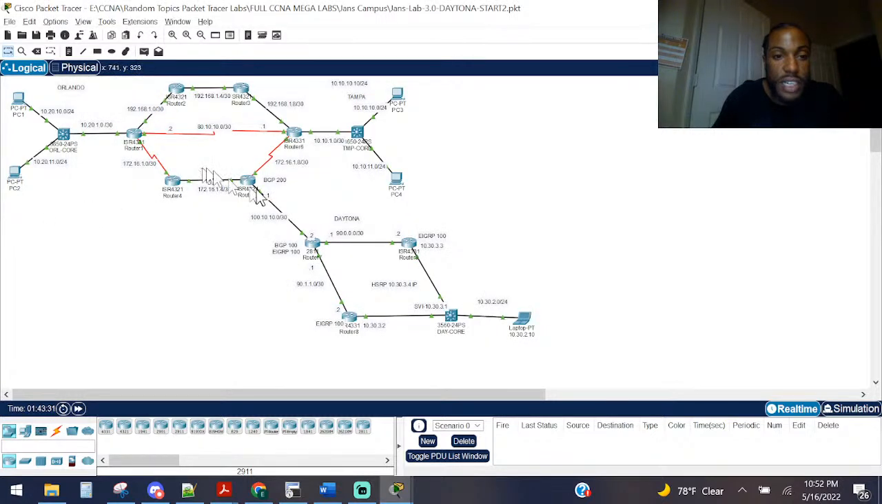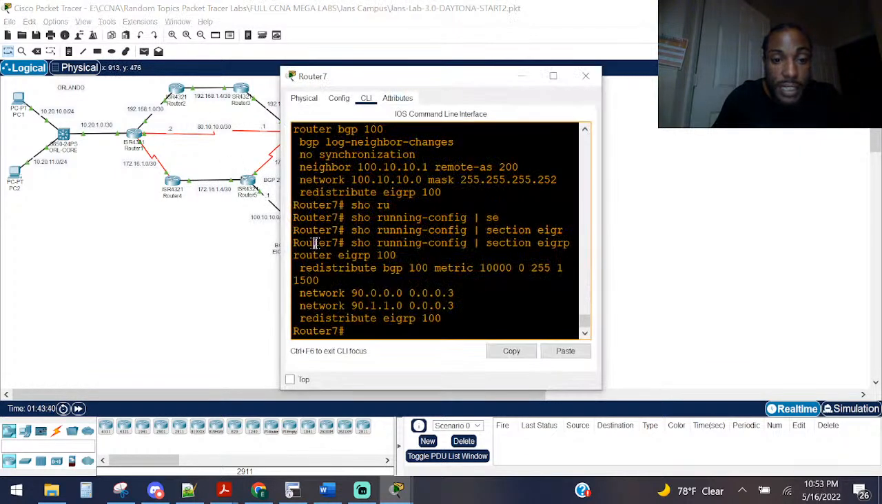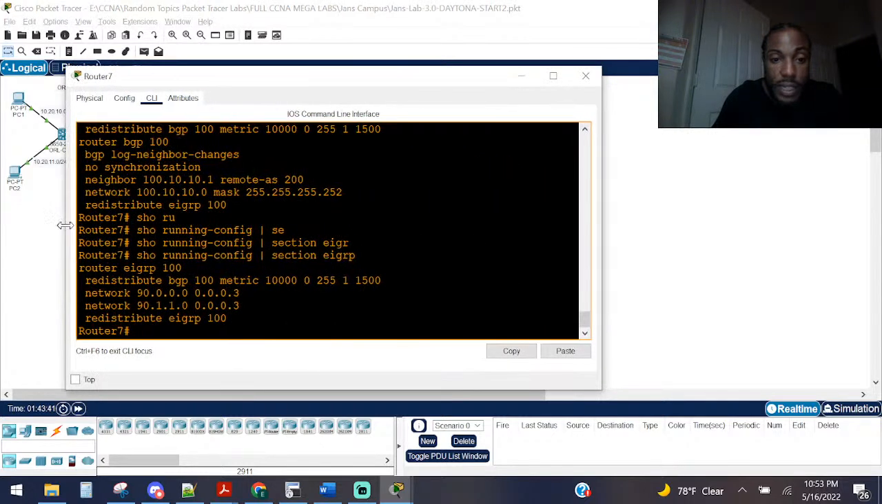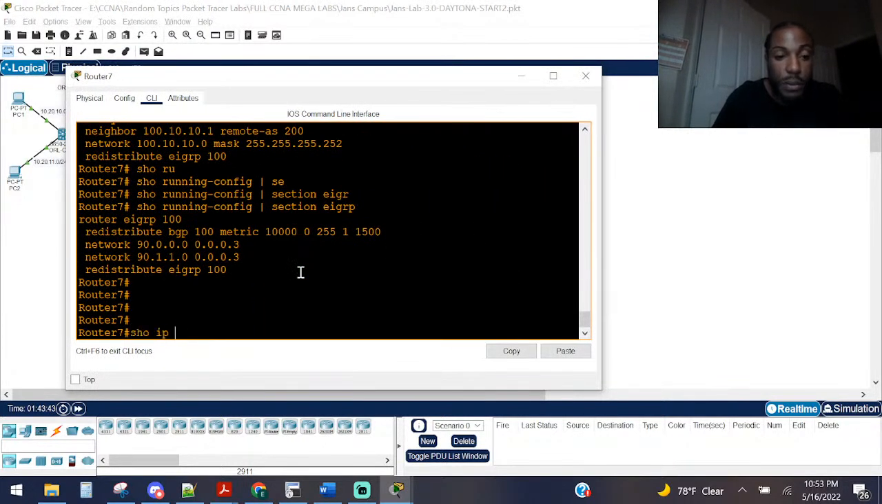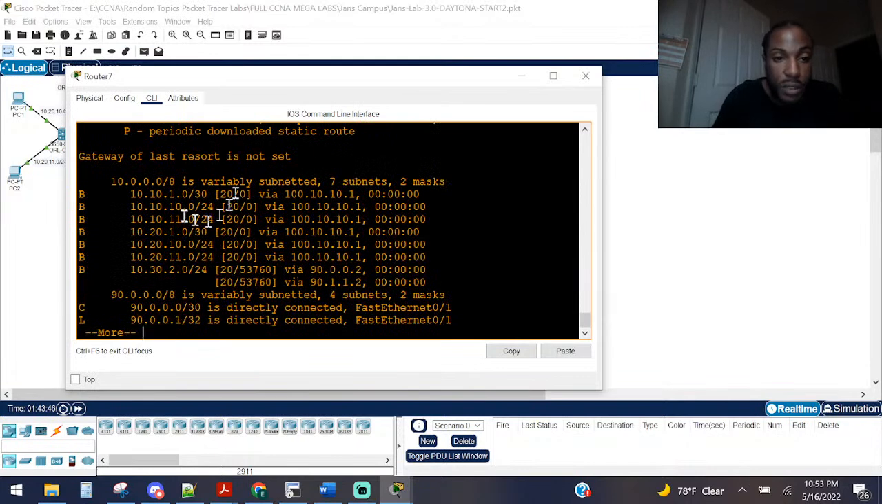Basically, I'm taking all these connected routes and redistributing them into BGP over that way. And they know how to get to those networks back there, right? Router 7 knows how to get to those original networks that we created earlier in the stream, the 10 networks. He learned those through BGP.